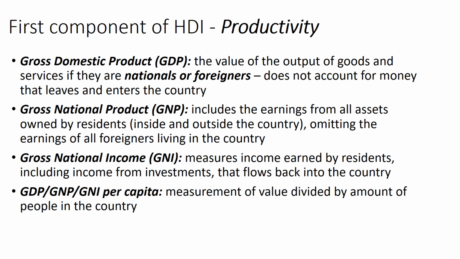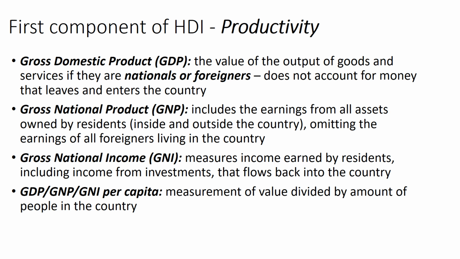But what to take away from this is the idea of GDP, GNP, GNI per capita. Per capita means that we're going to take whatever measurement and divide it by the amount of people in a country. And why would we do that? So we can't use GDP as a way of describing development.